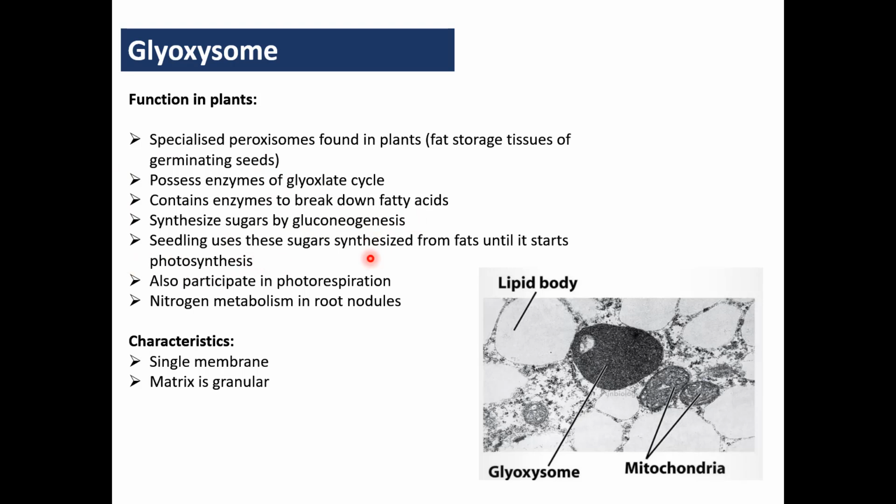Seedling then uses the sugars synthesized from fats. They break down the fats to synthesize sugars, and the seedling uses these sugar molecules until it starts its photosynthesis. It also participates in photorespiration and nitrogen metabolism in the root nodules. So, what are the characteristics? It is a single membrane and the matrix is granular due to presence of various flat globules, and it is only present in the plant cells.